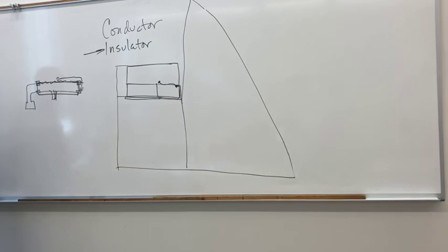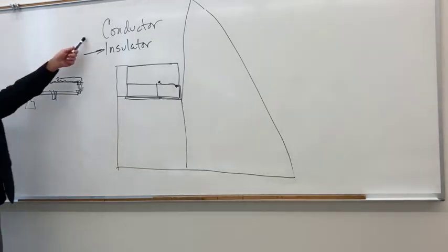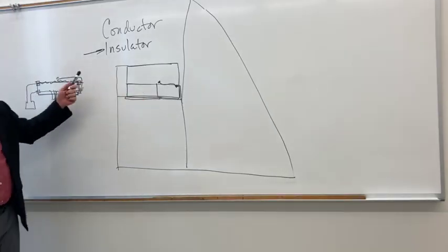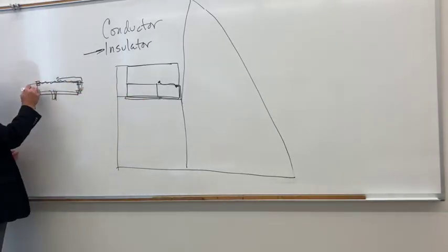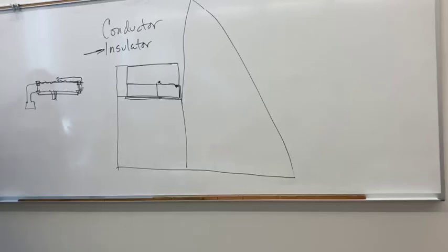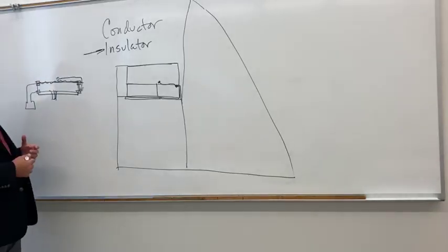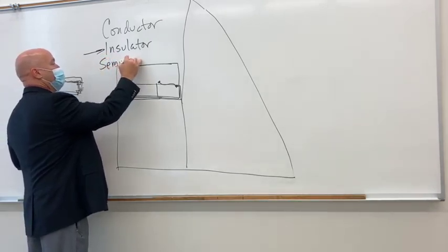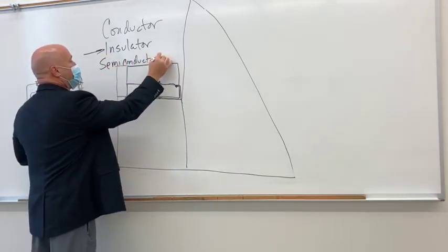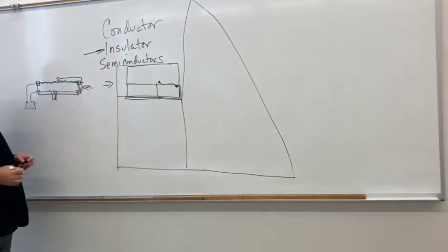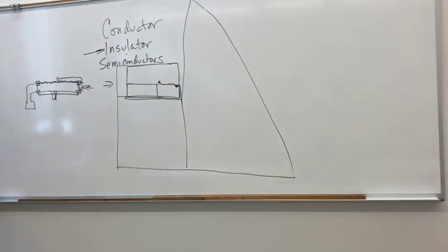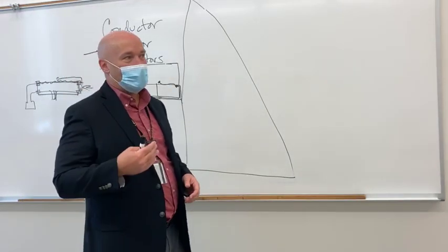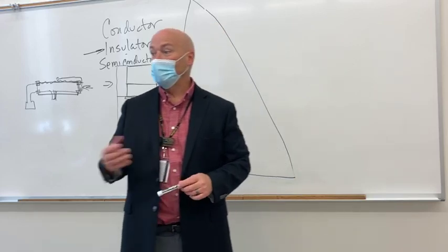So anyway, we have conductors. Conductors allow electrons to flow, like the wire. We have insulators, like the wire connectors. And then we've got what we call semiconductors. Semiconductors are things that allow electrons to flow sometimes, and they disallow electrons to flow other times.